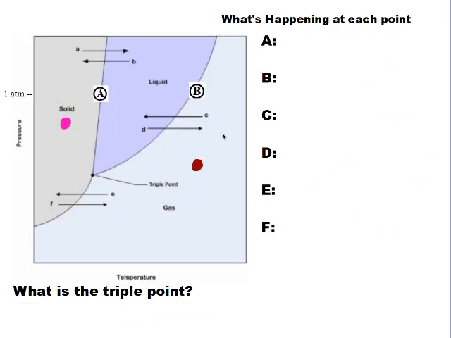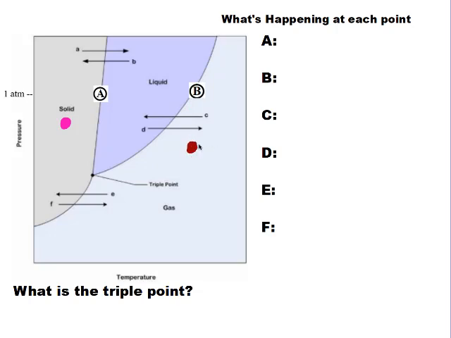Another type of question that you could see is they give you this dot, this maroon dot, and say, if you increase the pressure, what would happen to the maroon dot or the substance if that was its temperature and pressure? So if I increase the pressure, and I was right here, increasing the pressure, it would go up to the point where it would turn into a liquid.